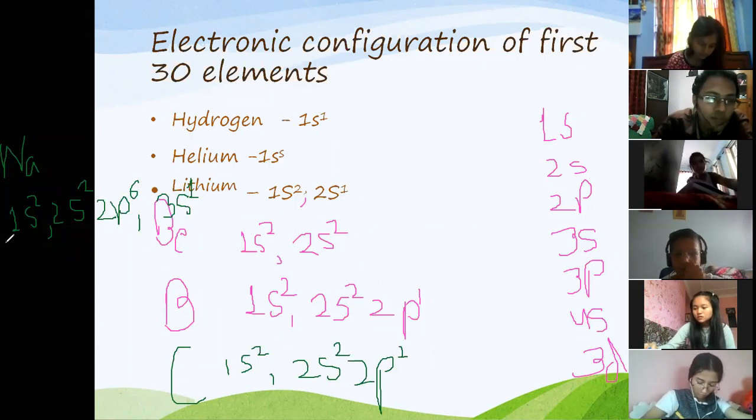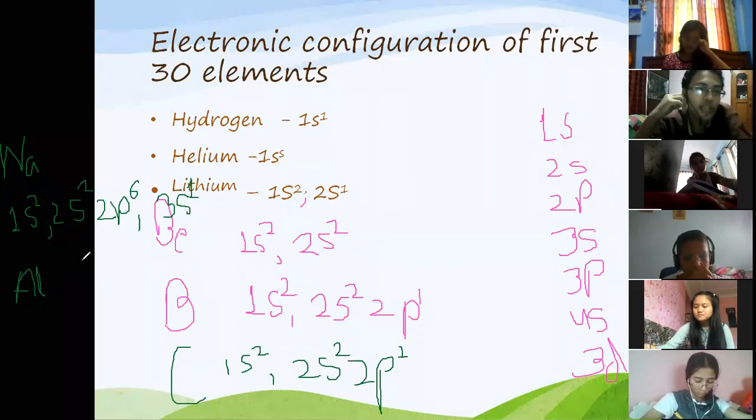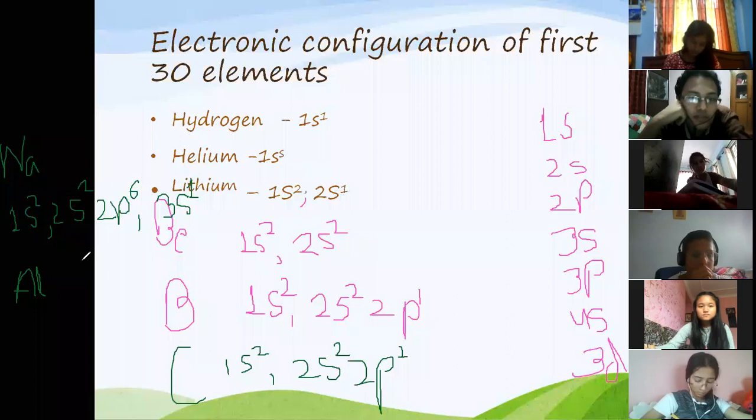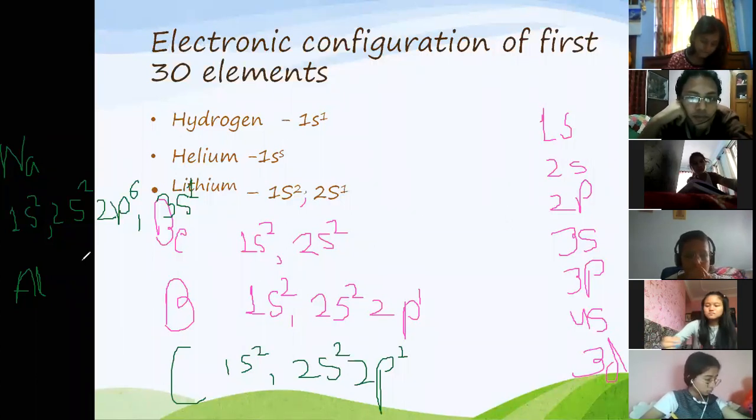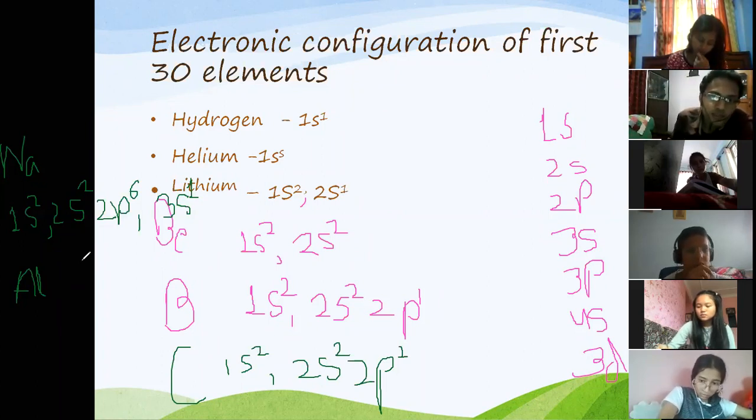In that case, you tell me aluminium. No need to write, just tell me. Like 1s2, 2s2, you can tell. Come on, try. Aluminium, tell me. Sir, 1s2. Mm-hmm. 1s2, 2s2. Mm-hmm. 2p.